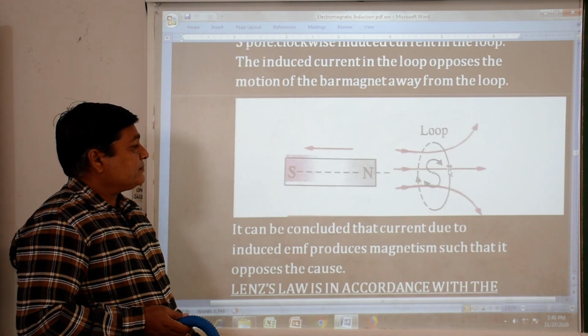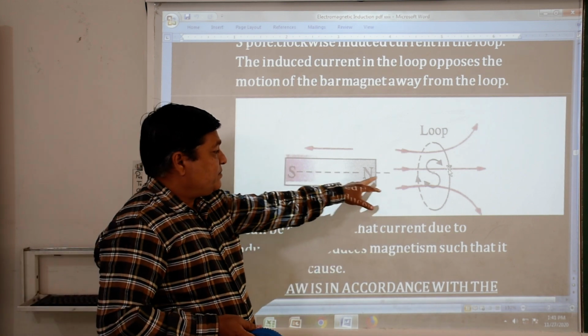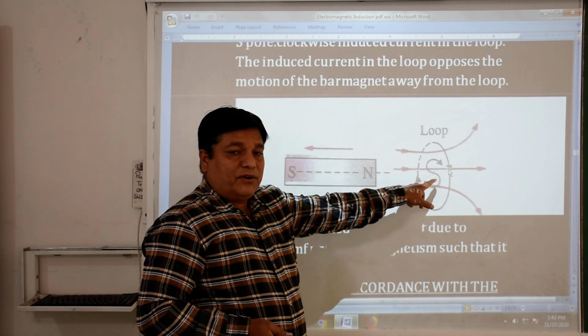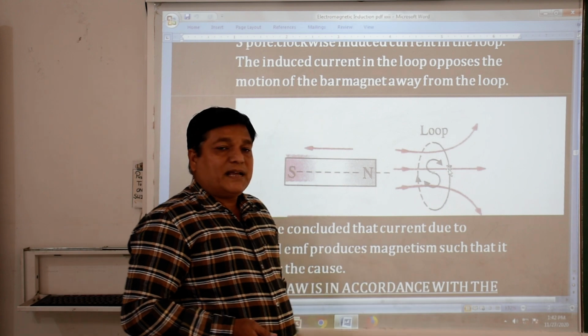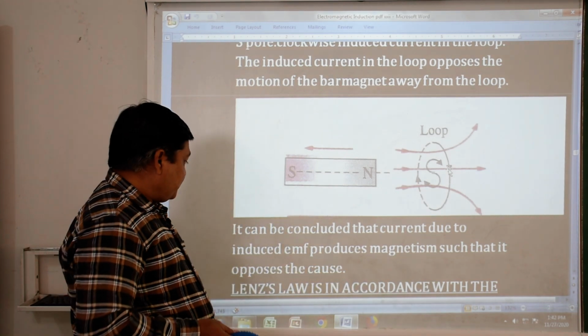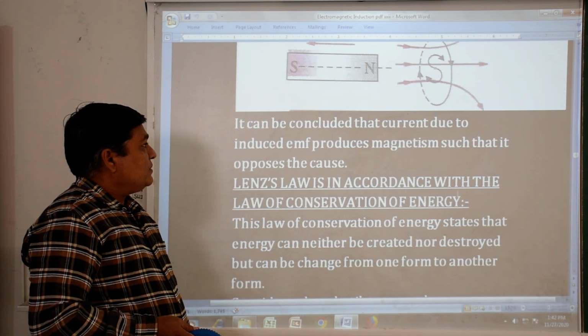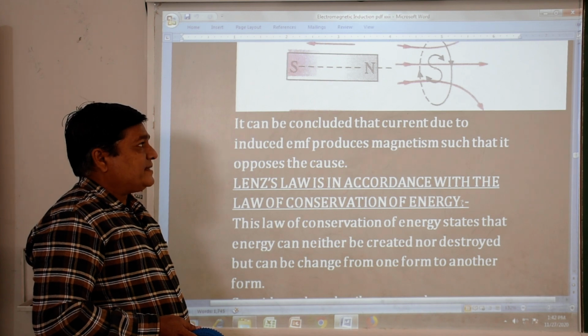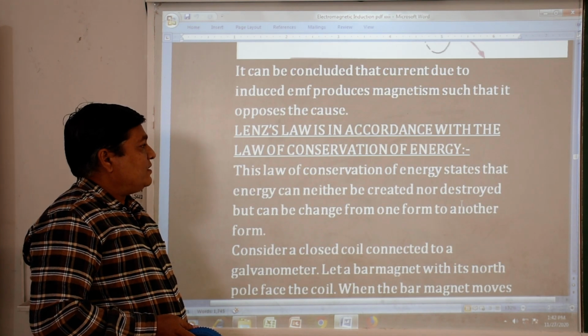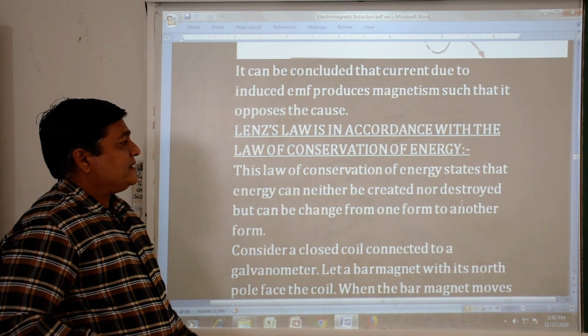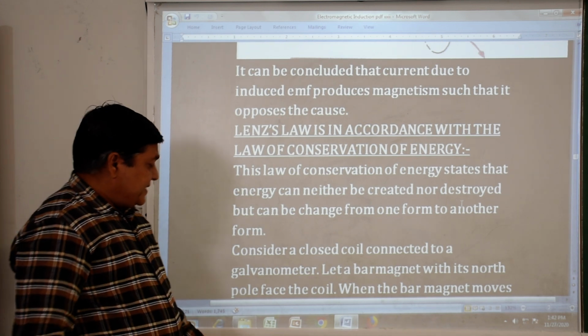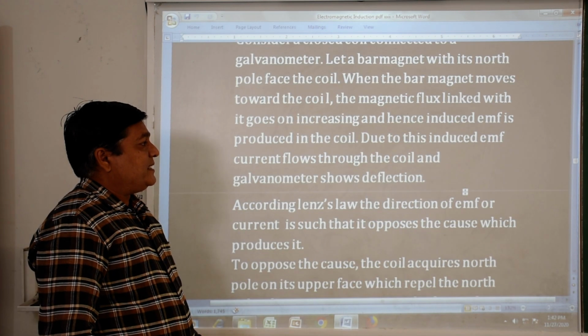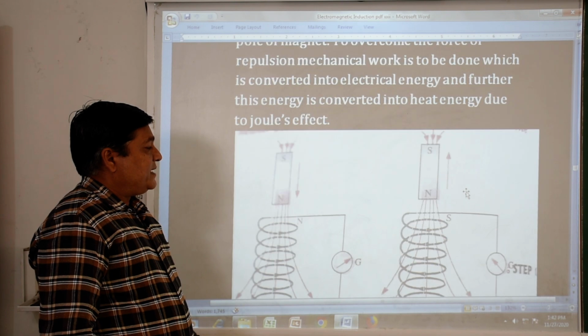See that as the north pole is brought away, a south pole is produced due to the clockwise direction of the induced current in the coil. So this is about Lenz's law. Lenz's law is in accordance with the law of conservation of energy. We have studied two cases.